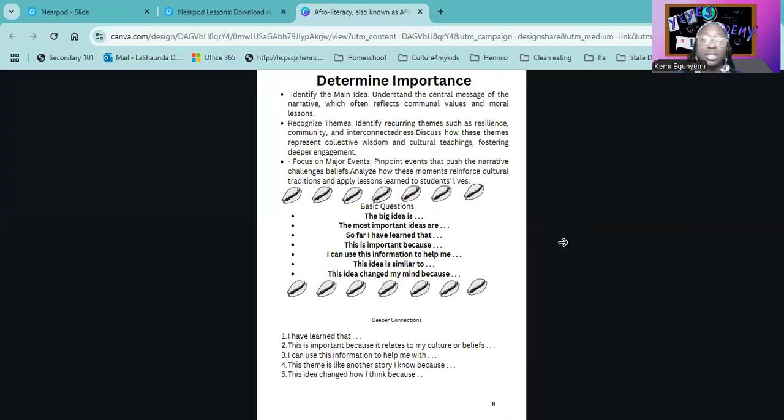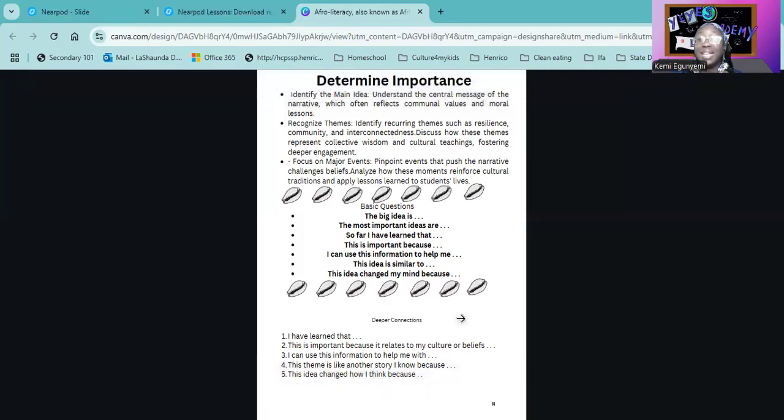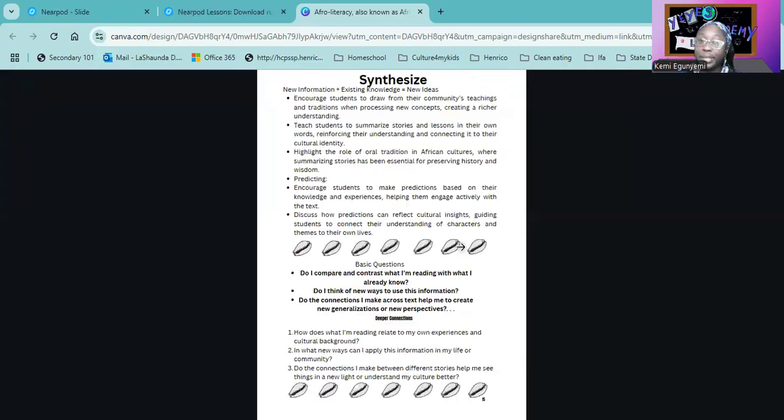Now, we want to dig deeper by doing these activities, which will help them get to these basic questions. But we also want to pull out other questions like, it relates to my culture and my beliefs in this way. Okay, that's a major part of it. Again, bringing in community, bringing in family values so that the ideas will stick and we can connect to folk tales and contrast, again, if we're reading something outside of our cultural perspective. So that's determining importance.